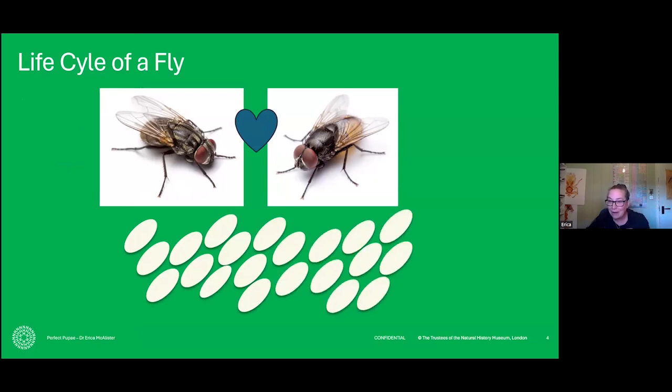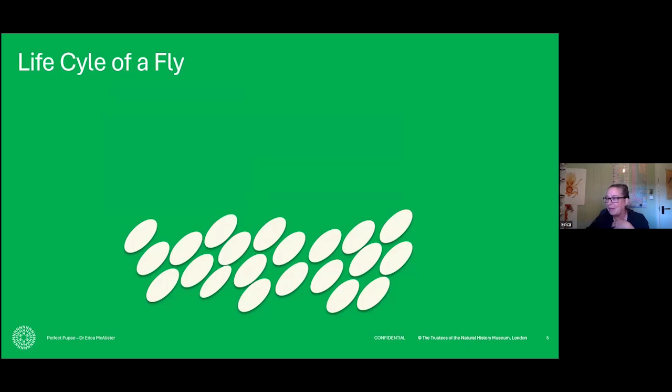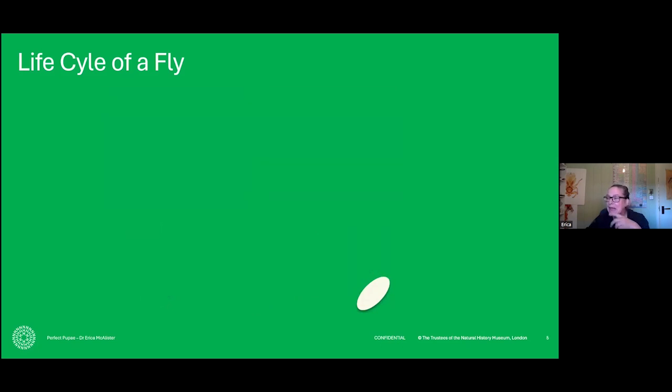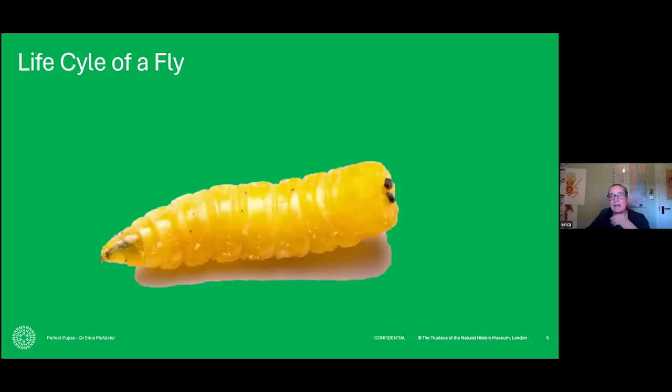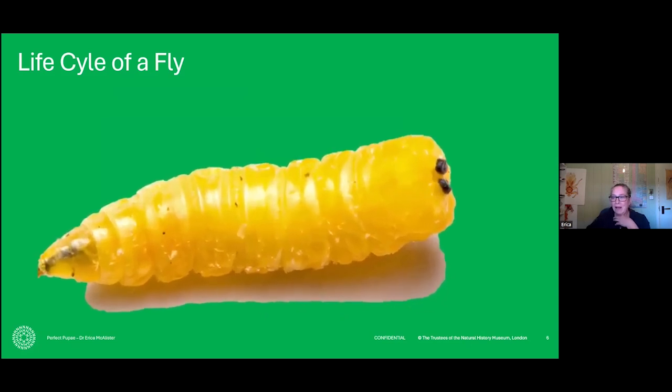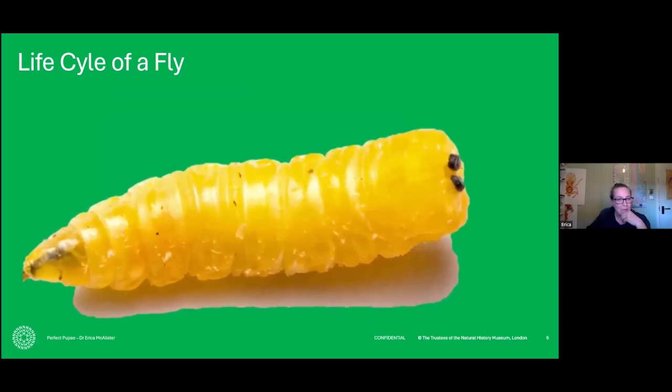And depending on the fly, it's dependent on how much care the mother gives. But let's take 1 egg. This will hopefully grow, develop, hatch into a larva, and the larva will have a lot of fun along its life stages, consuming as much food as possible. Now, this is really important because often they are putting down the reserves that need them, A, to be able to transform or to metamorphose within the pupa, but also it will sustain the adult stage.